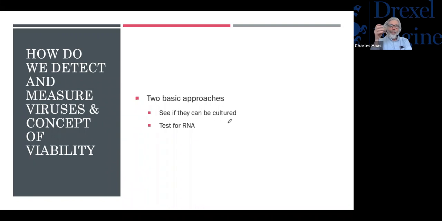So there are two basic approaches to detecting and measuring viruses. One is to see if they can be cultured. Can we deliberately infect a susceptible host with viruses and monitor for the infection? A second approach for retroviruses is directly testing for RNA, or if we were dealing with a non-retrovirus, DNA.